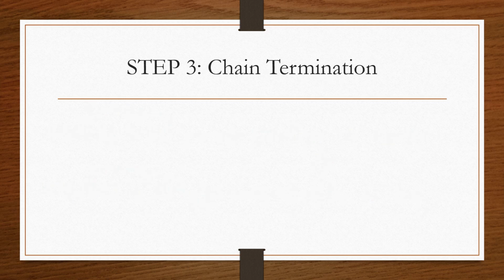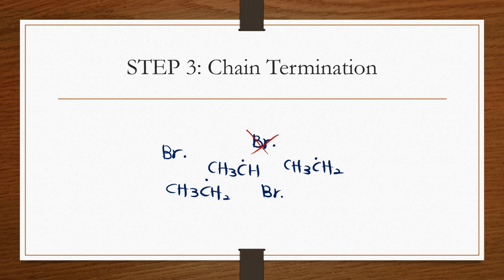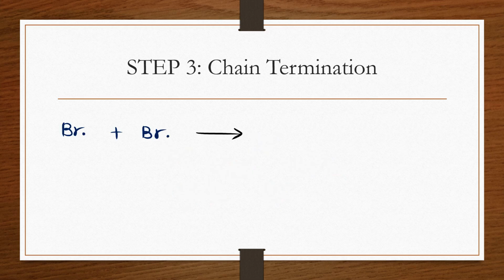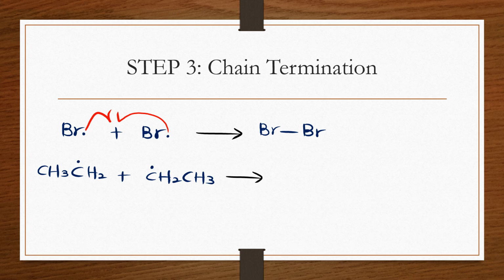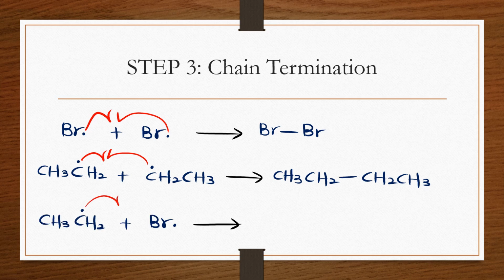Chain termination step. In this step, we need to terminate all of the free radicals produced in the first and second step. Thus, bromine free radical combines with the next bromine free radical to form bromine molecule Br2. Next, carbon free radical combines with the next carbon free radical to form molecule of alkane. Finally, carbon free radical combines with bromine free radical to form molecule of haloalkane.